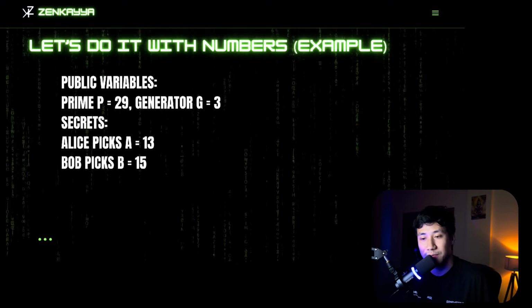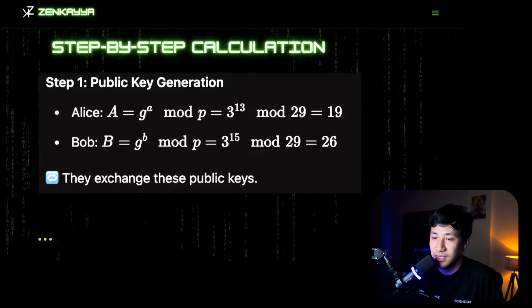Let's see with an example. Public variables: imagine p equal to 29, and generator g equal to 3. Two numbers are there, 29 and 3. Secrets: Alice has picked a equal to 13, and Bob picked b equal to 15. Let's see how it works.